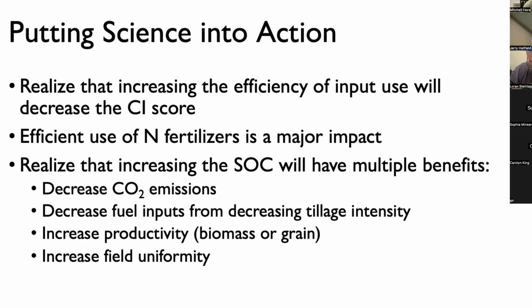on two fronts. One is the CI score, and the other is the overall profitability of their own operation without even the CI score out there. I think the CI score may give us an incentive to get here, but a lot of this will just return profit to the producer as well. So I think we need to start a major educational effort showing that these things are not that complex. They just need to be understood and put into practice.